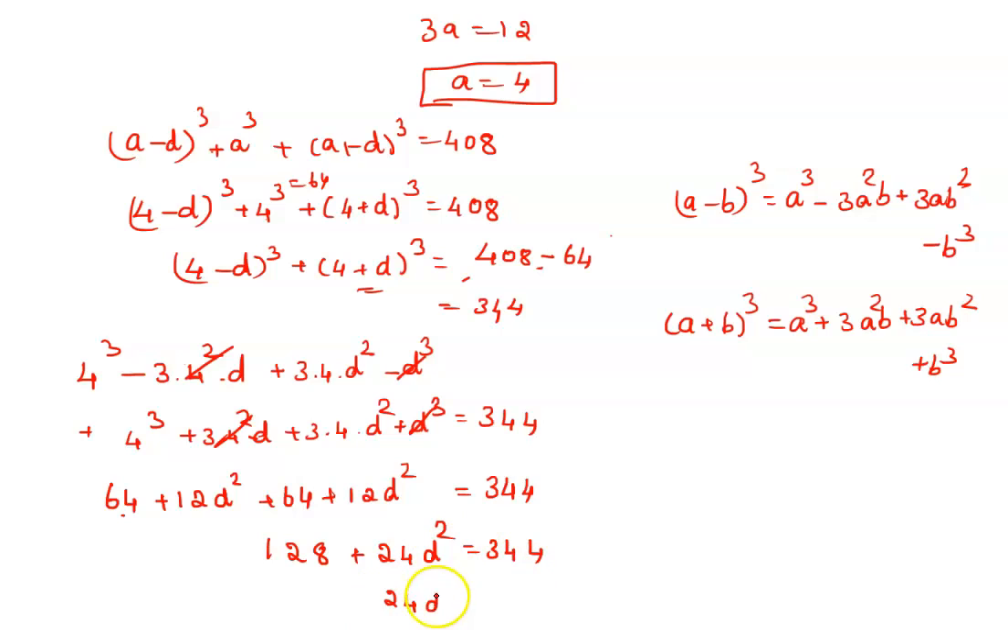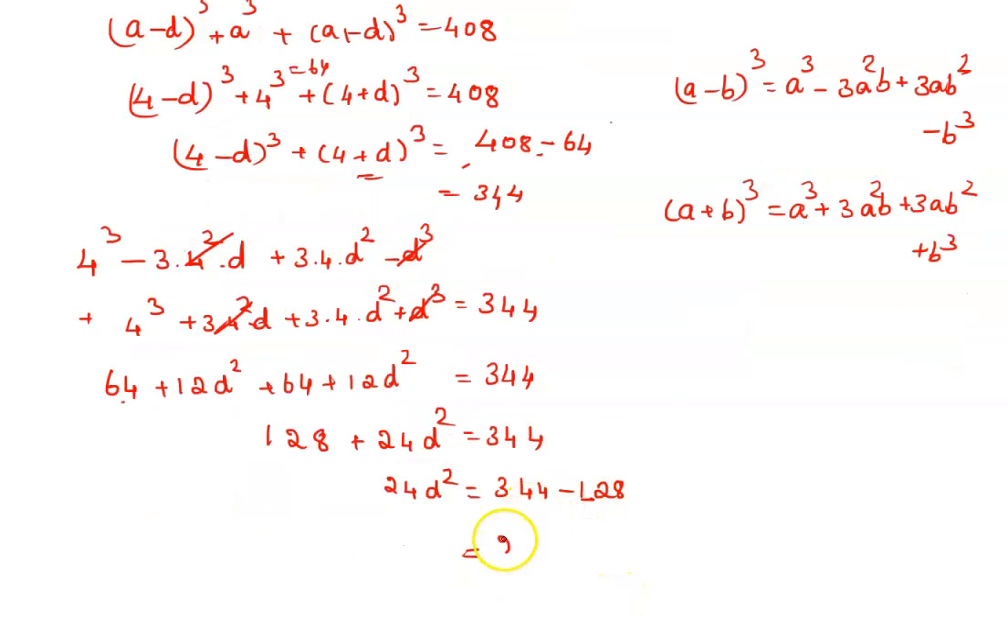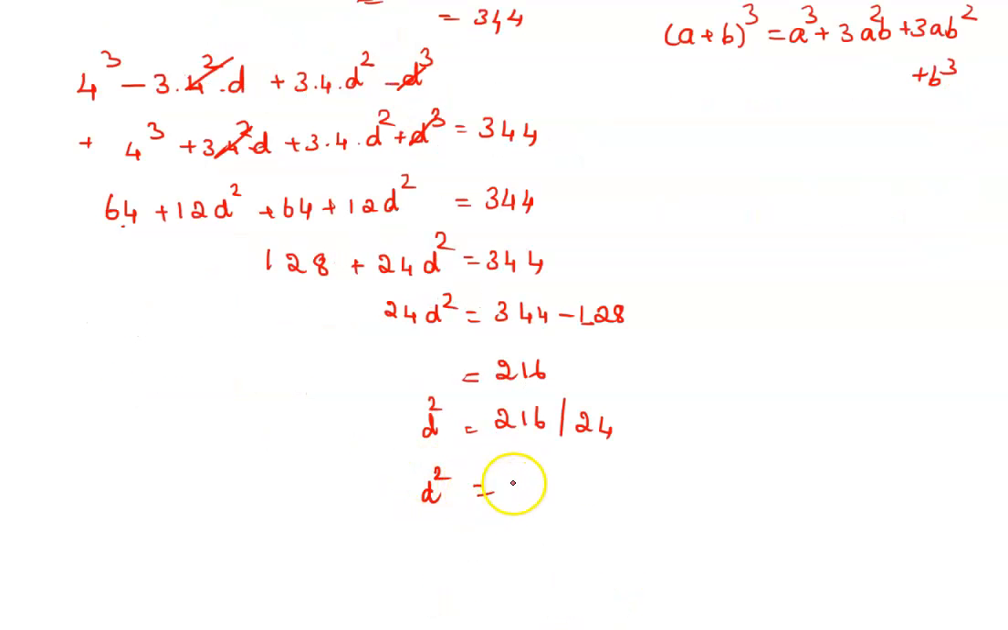So 24D square is equal to 344 minus 128. So simplify this. So this is equal to 216. So next, D square is equal to 216 divided by 24. So from this, D square is equal to 9. D is equal to plus or minus 3. Again, we are getting two values for D. So based on this, we want to find the three numbers.